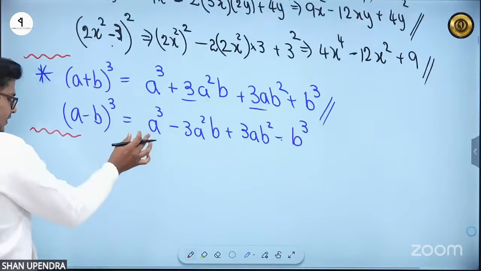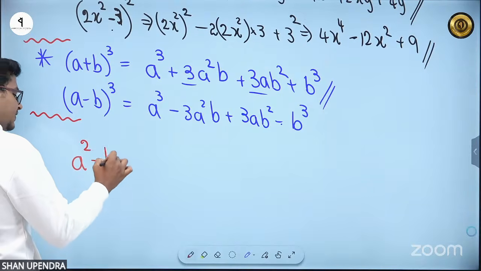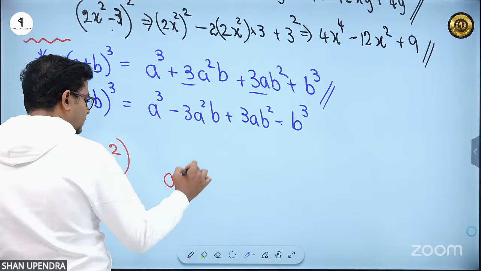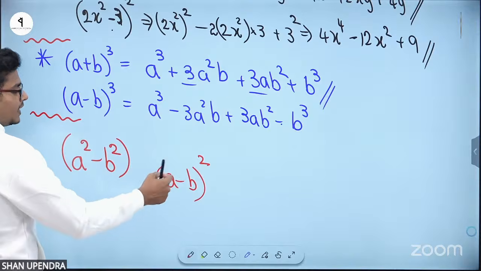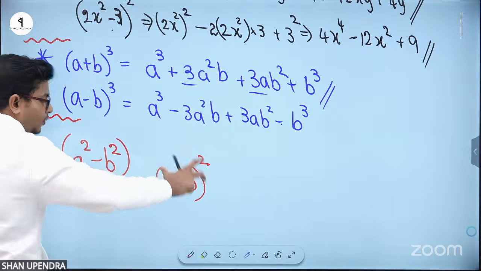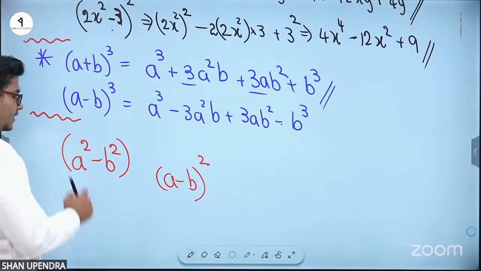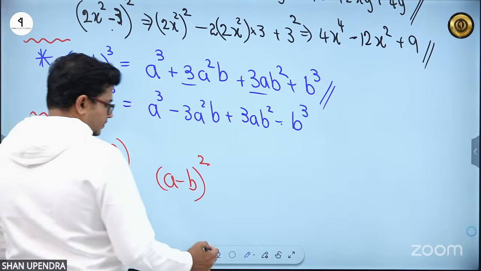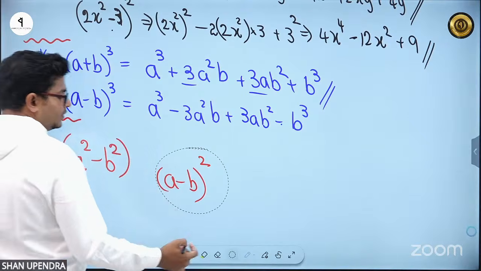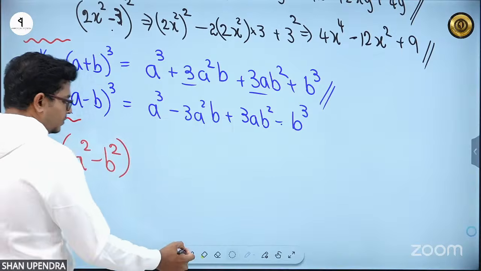Another important thing for the A level: when you take the difference between two squares, this is not (a minus b) squared. These are totally different. When you take (a minus b) squared, you can see this 2 is there for the total, not for each symbol. But here it is a squared minus b squared. So when you take the difference between two squares, then you can represent it this way.